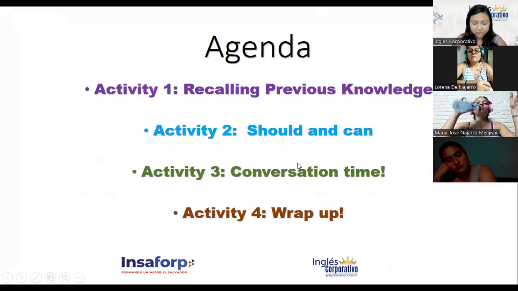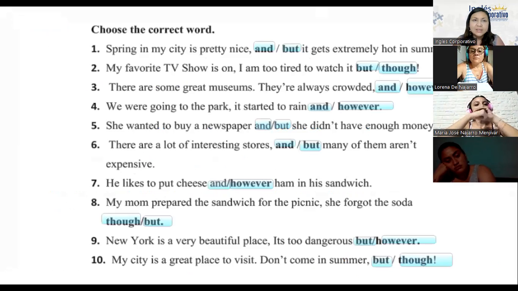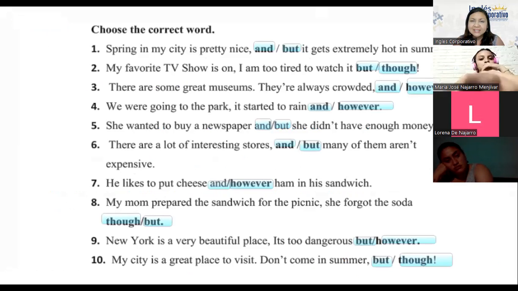So we have first recalling the previous class. Then we are going to go over the use of should and can, these auxiliary verbs. We are going to have a conversation time and wrap up. So we're going to start by practicing the conjunctions that we learned yesterday in class. Do you remember the conjunctions? We use them to link two ideas.